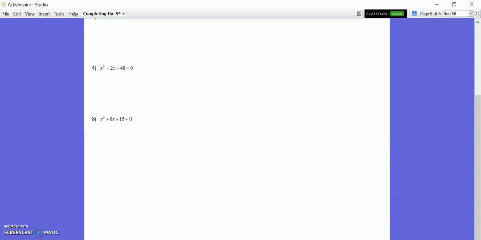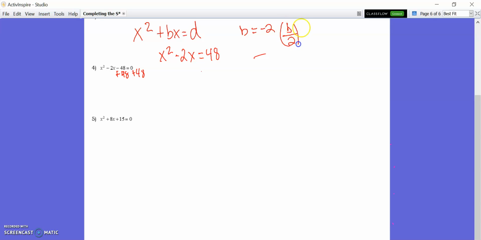All right, so again, I need it in the form of x squared plus bx equals d, which it is not, so I'm going to go ahead and add 48 to both sides. We get a new equation of x squared minus 2x equals 48. Identify your b, which in this case is -2. So we're going to take our b, cut it in half, and then square it. So -2 cut in half is -1. And when we square -1, we get a +1.